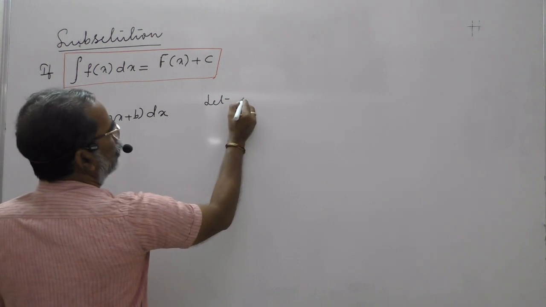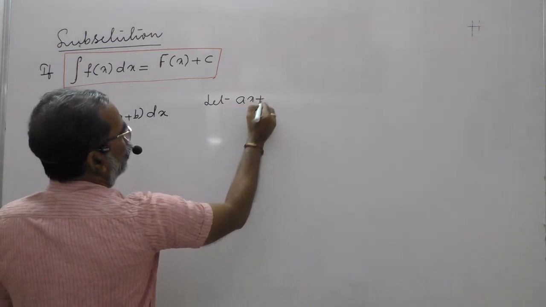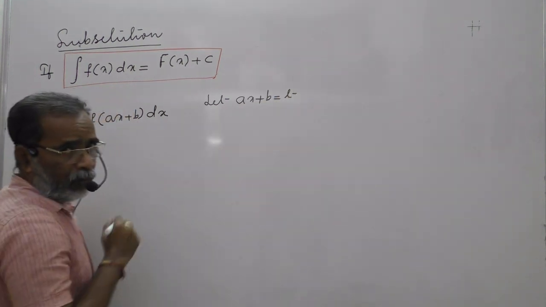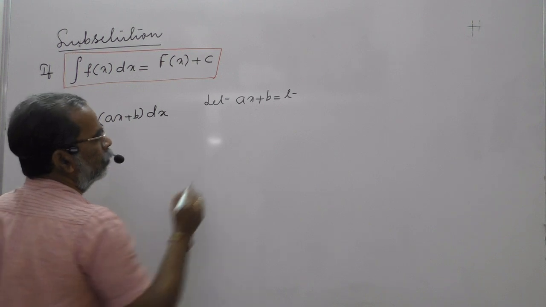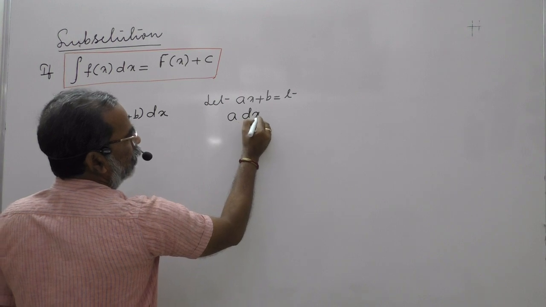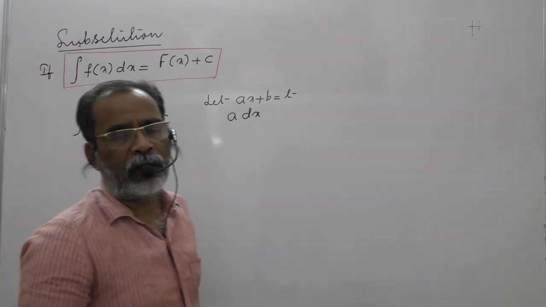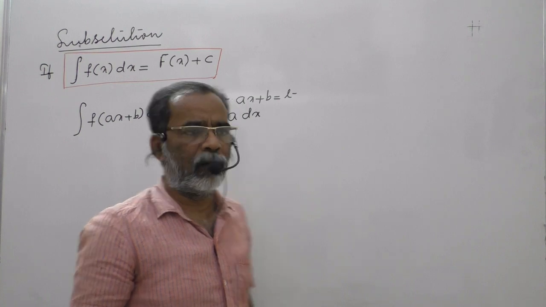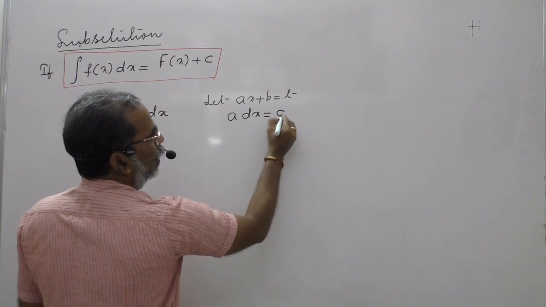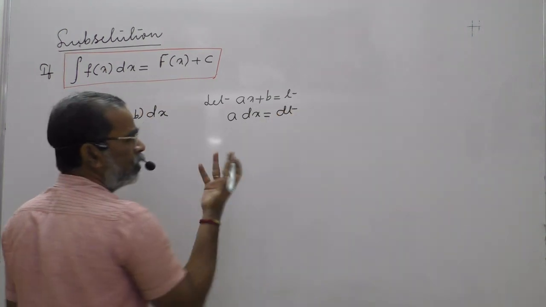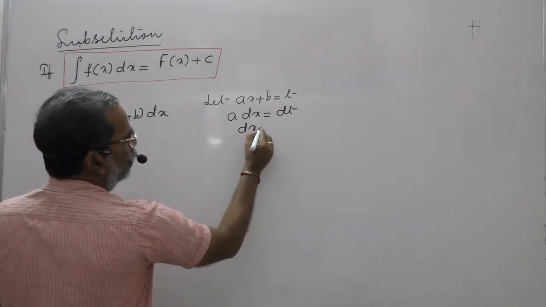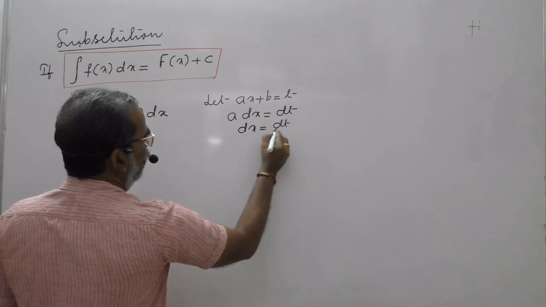I will suppose ax plus b is equal to t. This is known as the substitution method. Differentiate: a into the derivative of x, which is 1 but here you should write dx. B is a constant whose derivative is 0, and the derivative of t is dt. So this implies dx is equal to dt by a.